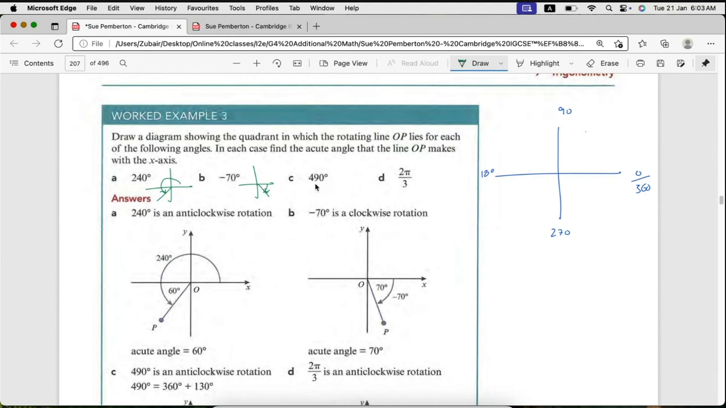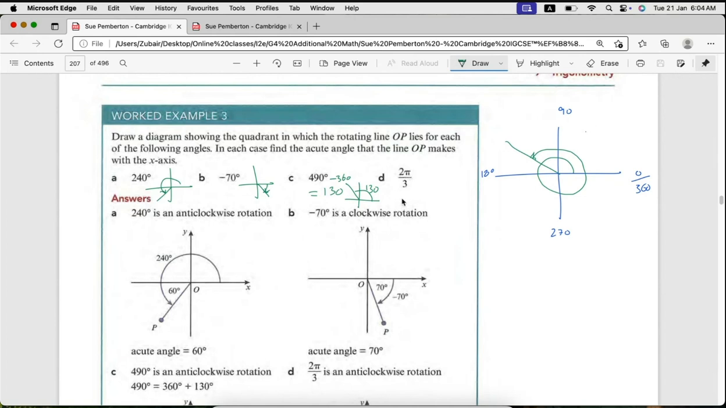490. Now definitely that's more than 360. 360 and 490, the difference is 130. Minus 360, it is 130. So basically it rotates and then it goes again. So 130, it is coming here. You will draw 130 over here and label this as 130. 490 and 130 are the same thing.